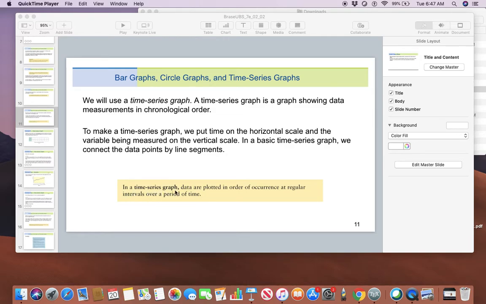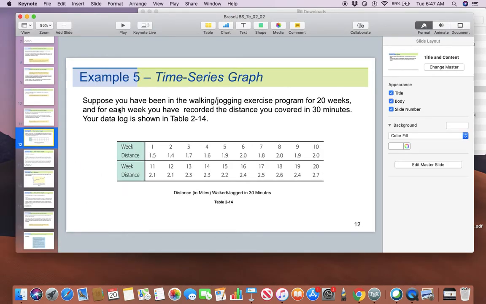That is, in a time series graph, data are plotted in order of occurrence at regular intervals over a period of time. So let's look at an example. Suppose you have been in a walking, jogging exercise program for 20 weeks, and for each week, you have recorded the distance you covered in 30 minutes. Week 1, 1.5 miles. Week 2, 1.4 miles. Week 3, 1.7 miles, and so on. You have built such data, right?